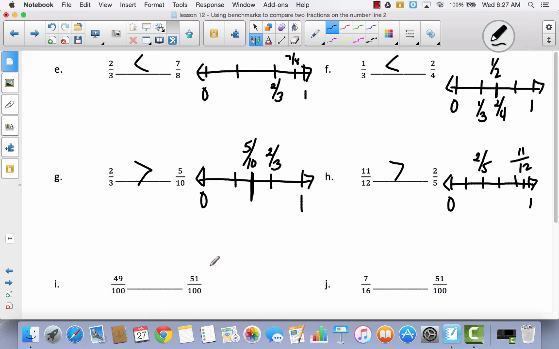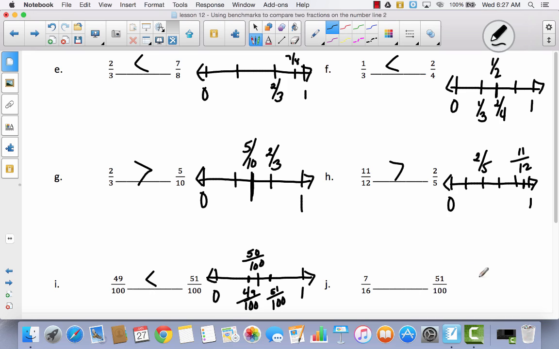All right, now, I'm not going to divide this number line into 100 parts to make this. That would just be silly. I've just got to think about this for a minute. First of all, if this is 0 and this is 1, this is 49 hundredths. What would be half? What's half of 100? Well, 50. So if this is 50 hundredths, then 49 hundredths is going to be just closer to 0. And what about 51 hundredths? It's going to be just a little bit bigger than 50 hundredths. So 49 hundredths is less than 51 hundredths.